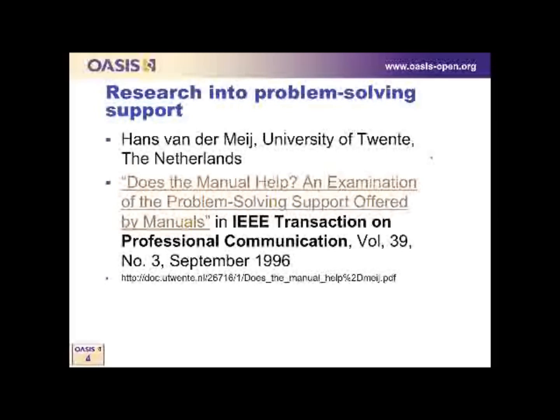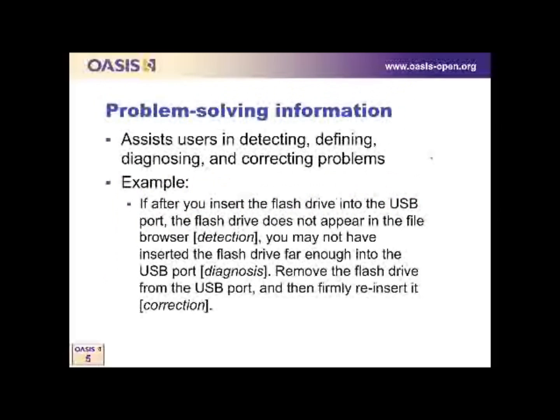Hans and his team published an article in 1996 that is an excellent article. We've got the link here for you about the difficulty that people had experienced in even finding problem-solving information in a group of manuals. The researchers looked at a select group of manuals and did an examination of how a user would go into that document and find the troubleshooting information. And they found that there were a number of problems associated with finding that information.